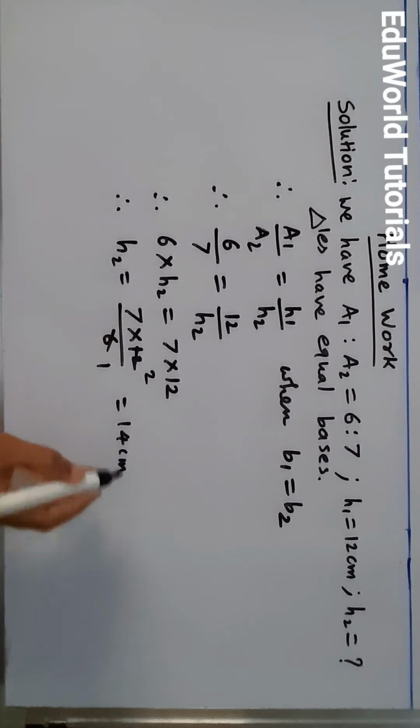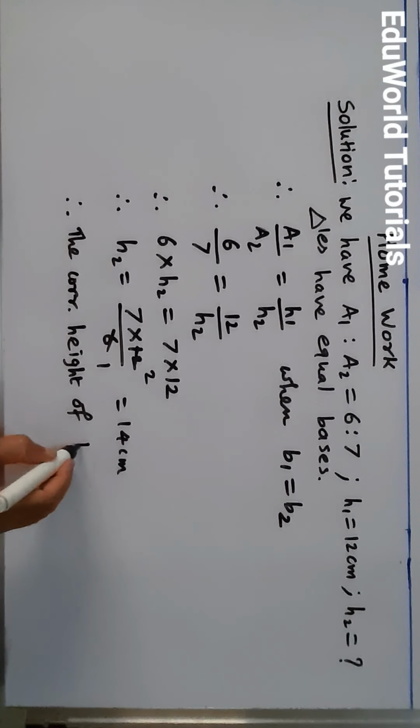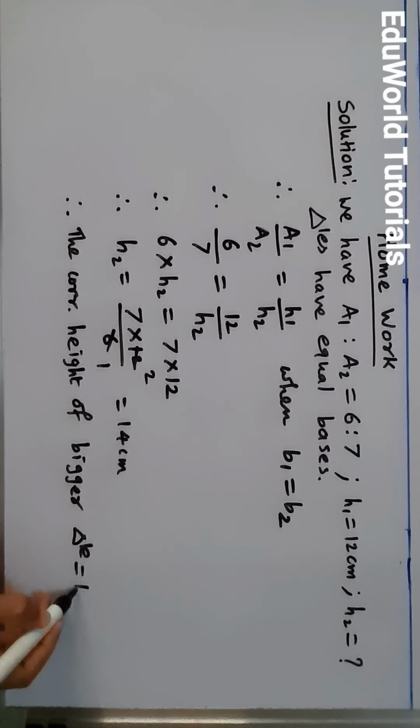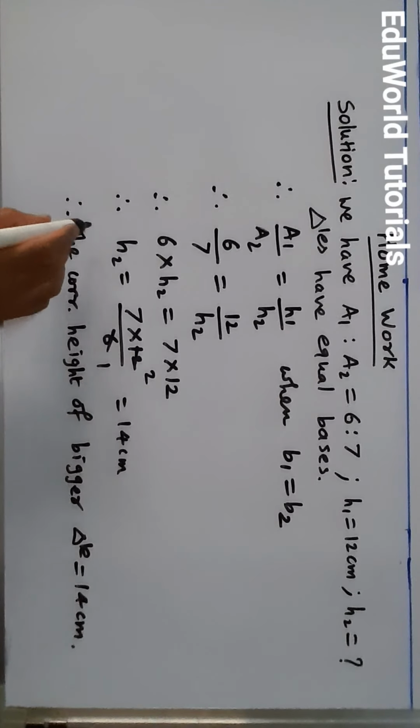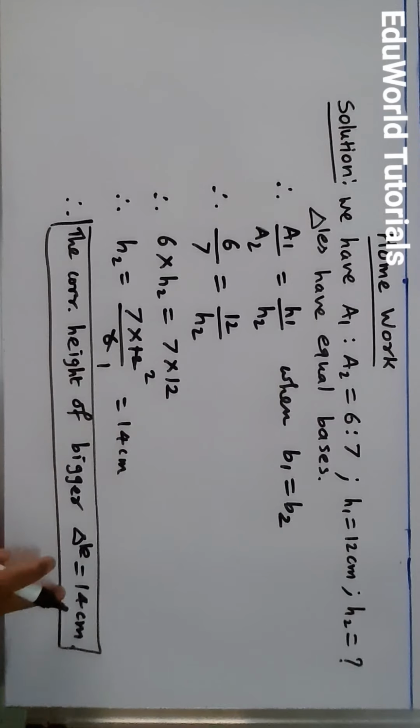Therefore, the corresponding height of the bigger triangle is equal to 14 centimeter. This is our answer. So very simple sum, because the triangles have equal bases, the corresponding height we can find by this property. So these were the 4 extra sums which I had given for practice at 1.1. Now we shall solve the sums which I have given you as homework for practice at 1.2. You should have the sums in front of you.